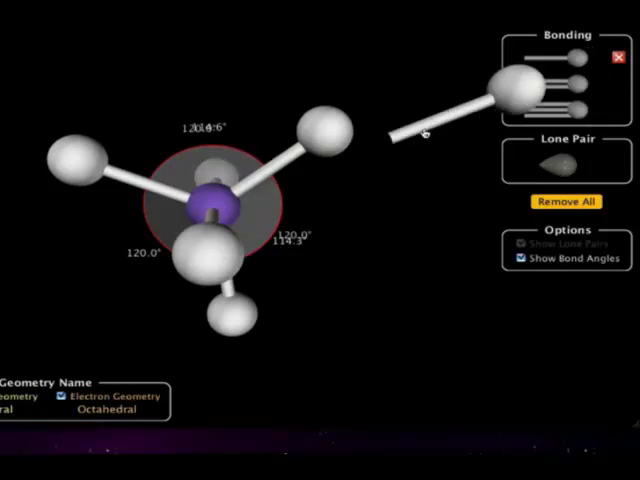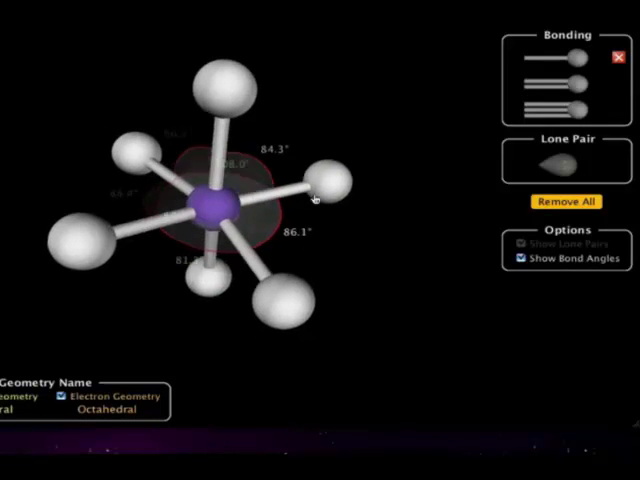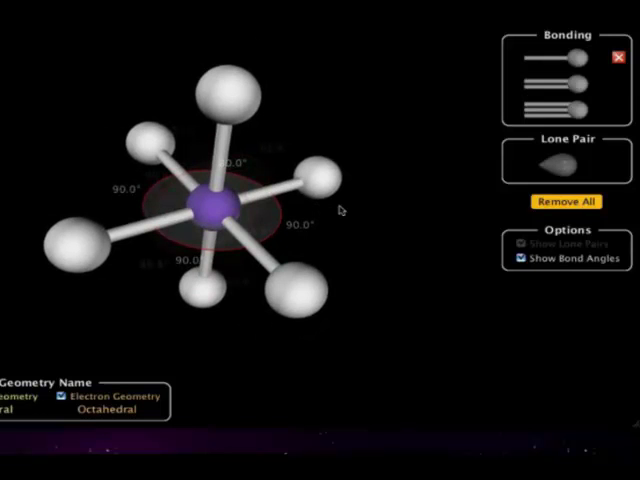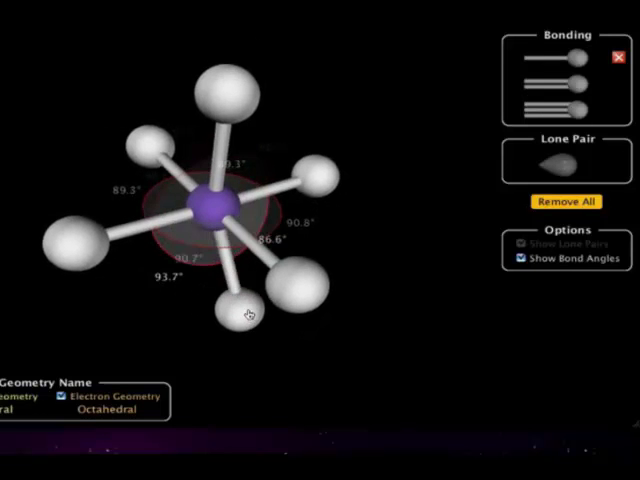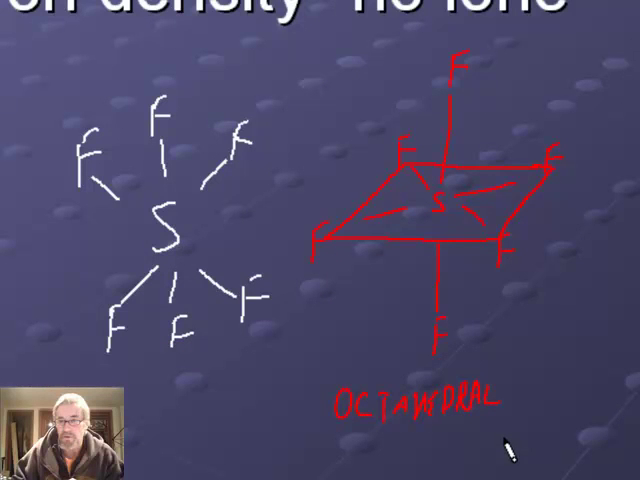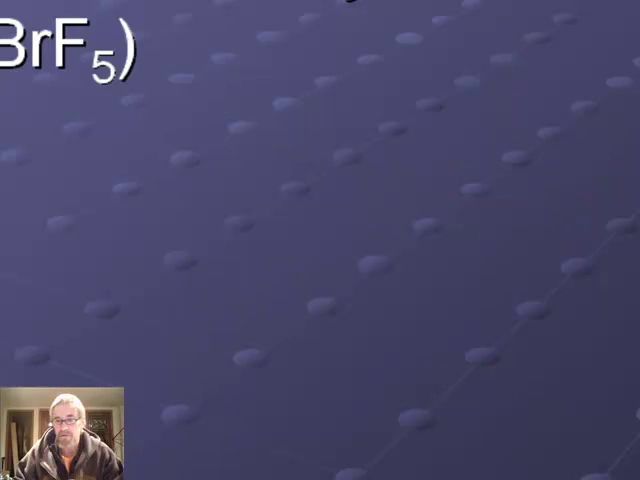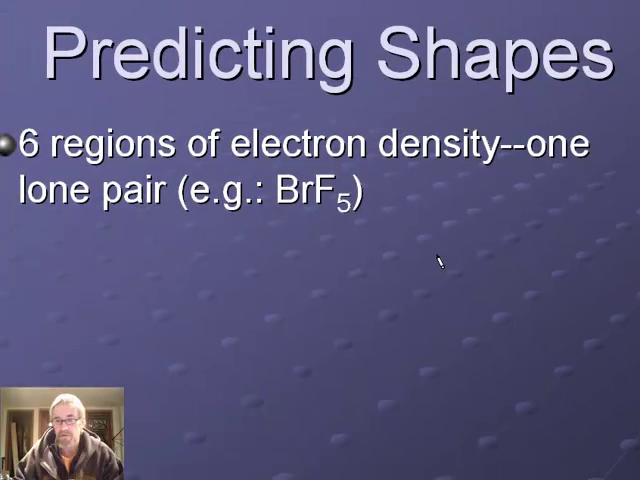To a trigonal bipyramidal, I'm going to add a 6th region of electron density. This gives me this symmetrical shape that has 90-degree bond angles everywhere. This is an octahedral geometry because its points are the vertices of an octahedron. And the kind of molecule that makes this is, of course, an AB6. 6 regions of electron density with 1 lone pair. BrF5 is an example of this.